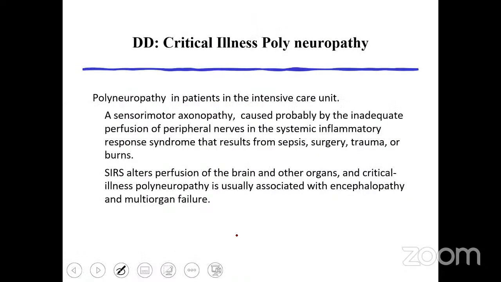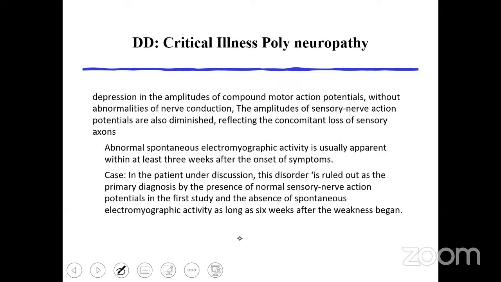Another thing that comes into the differential diagnosis is critical illness polyneuropathy. In patients in the ICU, it is a sensory motor axonopathy caused probably by inadequate perfusion of the peripheral nerves in a systemic inflammatory response syndrome that results from sepsis, surgery, trauma, or burns. This systemic inflammatory response syndrome alters the perfusion of the brain and other organs, and critical illness polyneuropathy is usually associated with encephalopathy and multi-organ failure.